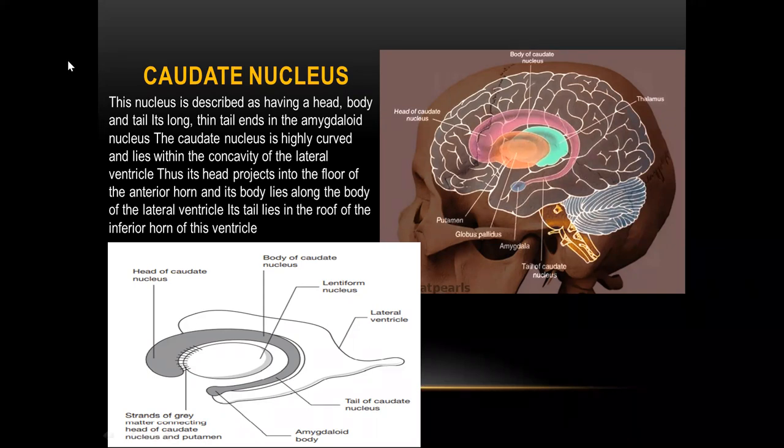of the lateral ventricle. Here is the diagram showing the lateral ventricle. The head forms the floor of the anterior horn of the lateral ventricle. The curved body is located in the lateral wall of the lateral ventricle, and the tail ends in the roof of the inferior horn of the lateral ventricle.